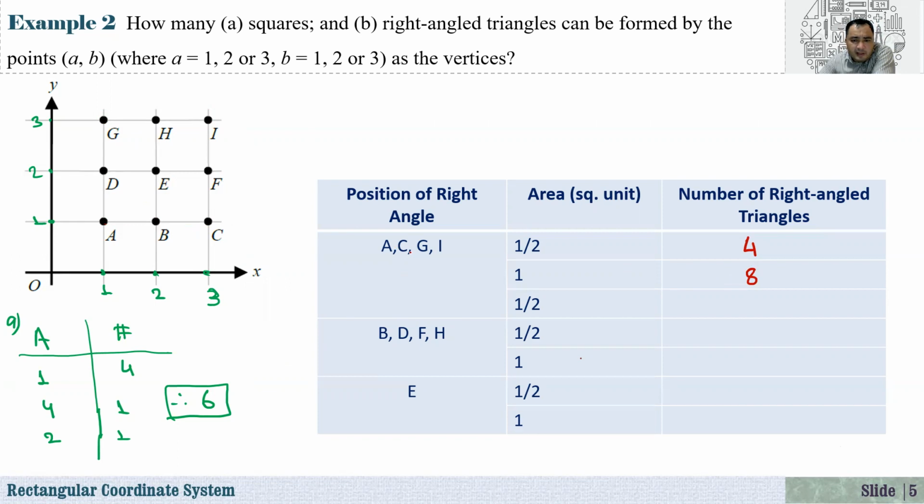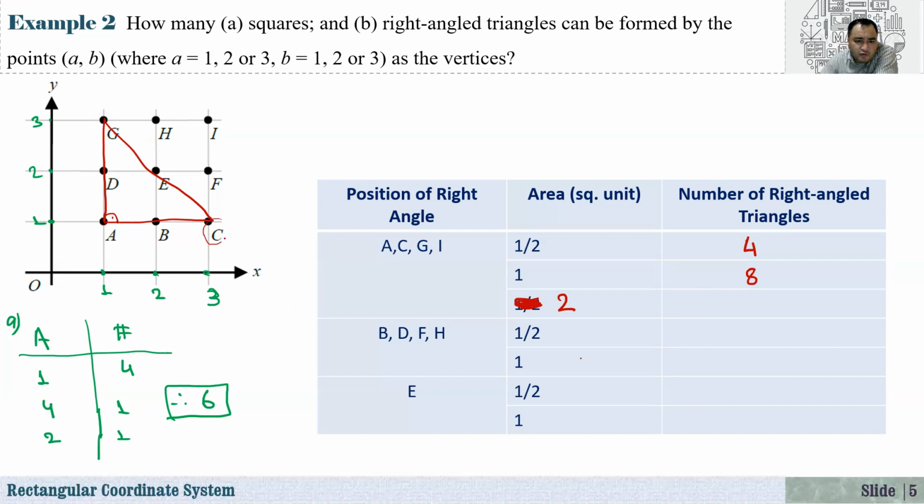And how about area 1 over 2? Here ACGI, right? 1 over 2 again. Okay, we have already counted those, and actually this should be area 2, because we have already counted the right angle triangles whose area is 1 over 2. How about area 2, for example? Let's say the right angle is at A. It should be this, the biggest right angle triangle here. How many can I form here? 1, since the right angle is here. That's it. We have only 1.